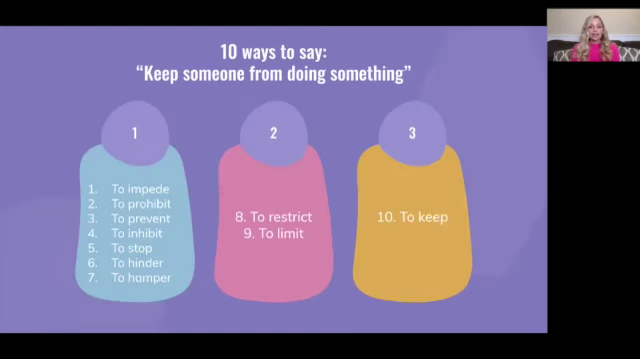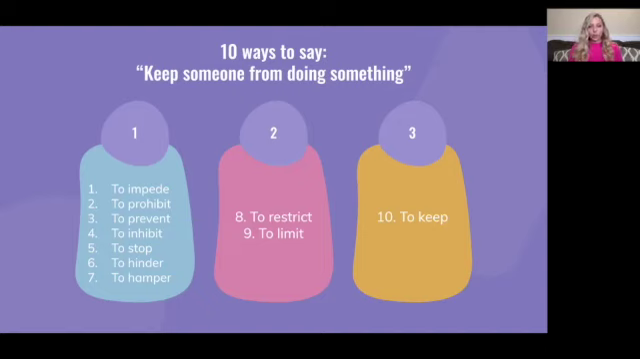So in fact, there are 10 different ways to say keep someone from doing something. So there's a lot of vocabulary here, and I've grouped them into groups 1, 2, and 3. Group 1, we have to impede, to prohibit, to prevent, to inhibit, to stop, to hinder, and to hamper. To hinder and to hamper are very elevated and quite academic, and they're kind of fun if you don't know those vocab words already. They all mean to keep someone from doing something. In group number 2, we have to restrict and to limit, and those are similar and work in the same way. And 3, we have to keep. So to keep someone from doing something, right?